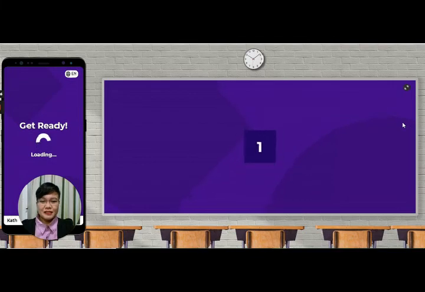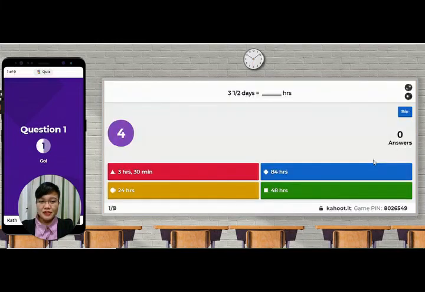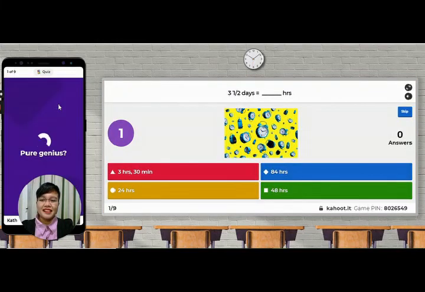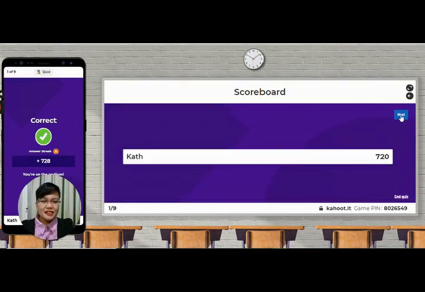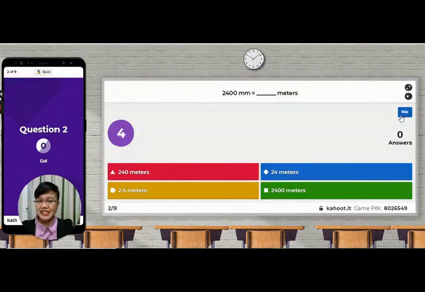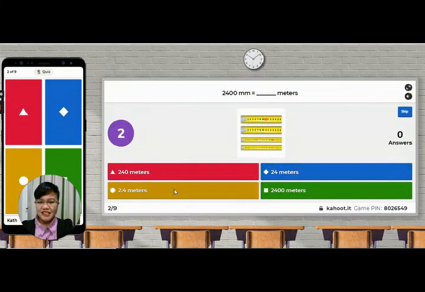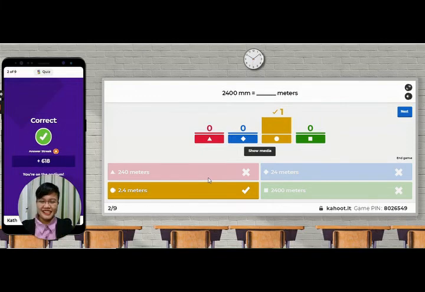This is question 1. 3.5 days equals how many hours? The correct answer is 84 hours. Good job to those who got this correctly. Next question. 2,400 millimeters is how many in meters? The correct answer is 2.4 meters. Good job again to those who got this correctly.